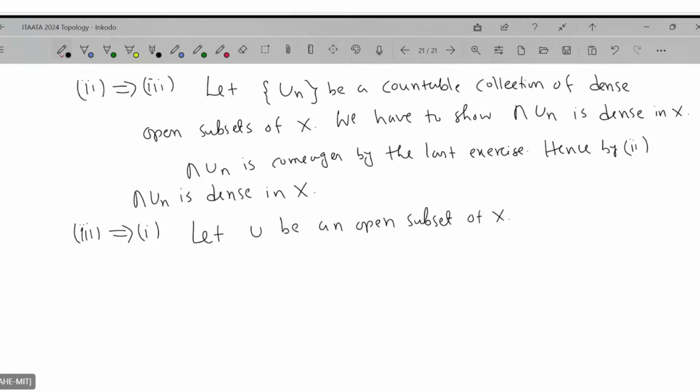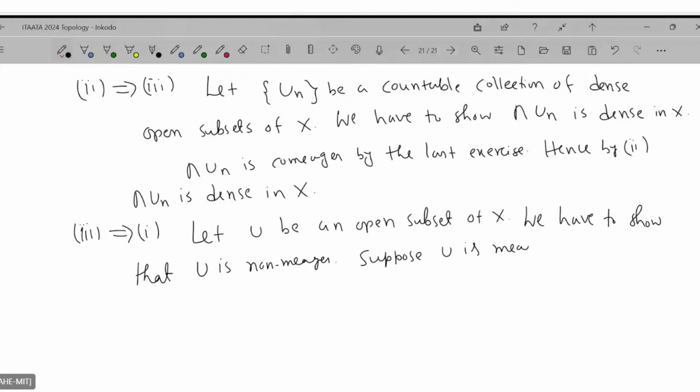Let U be an open subset of X. We have to show that U is non-meager. What we will do, basically, we will assume it's meager. Fine. Suppose U is meager.